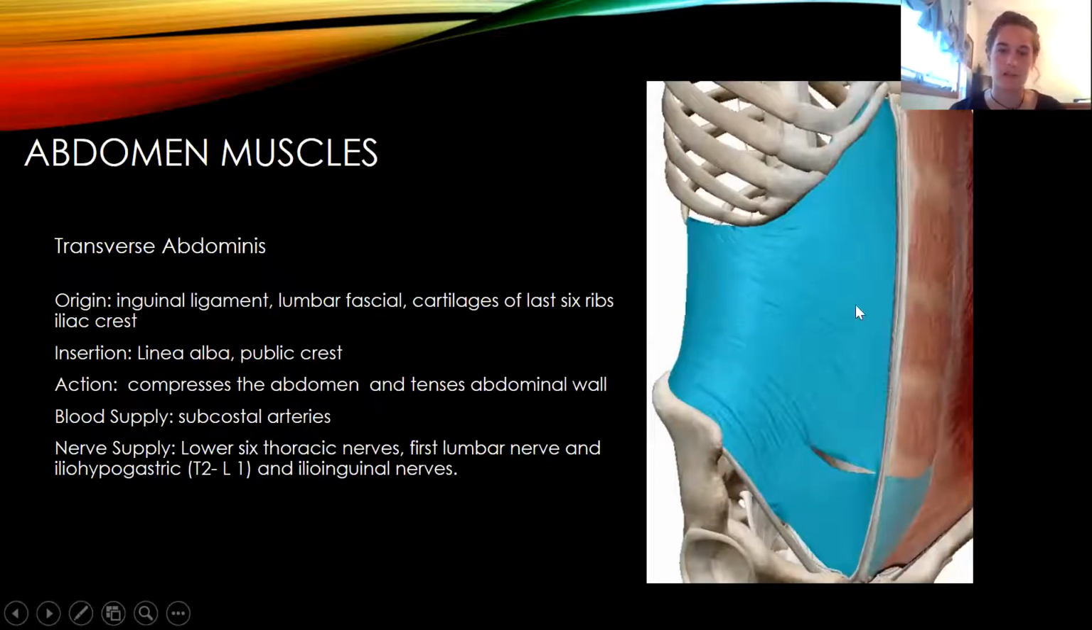And then there's the transverse abdominis. So the origin for this is the inguinal ligament, lumbar fascia, cartilages of the last 6 ribs, and iliac crest, and the insertion is the linea alba and pubic crest. And the action is that it compresses the abdomen and tenses the abdominal wall. The blood supply is the subcostal arteries. The nerve supply is the lower 6 thoracic nerves, first lumbar nerve, and the iliohypogastric and ilioinguinal nerves.